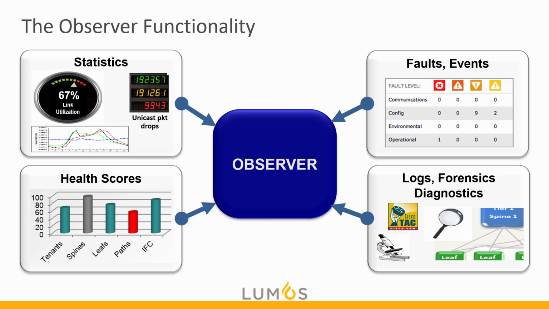So the observer functionality, we have statistics, link utilization, unicast, multicast, packet drops, errors, things like this. We have health scores. We have health score for the entire fabric, for our spines, for our leafs, all together, one at a time, for our tenants, for our individual paths, even for our applications, and even for our endpoint groups. We have faults and events. And we have logs, forensics, diagnostics, all sorts of things that we'll talk a lot more about in our troubleshooting section. These all feed into the observer model.